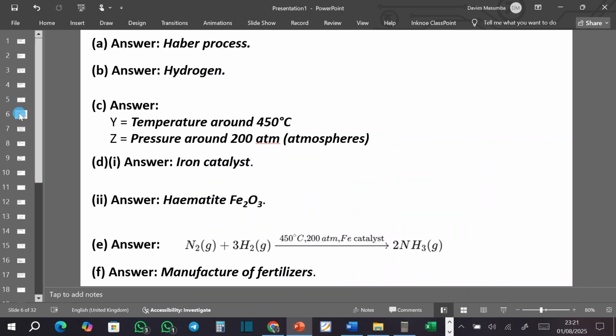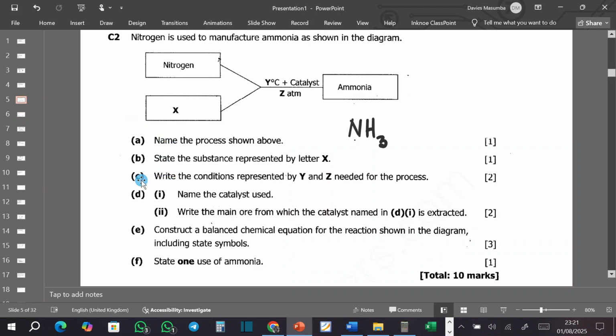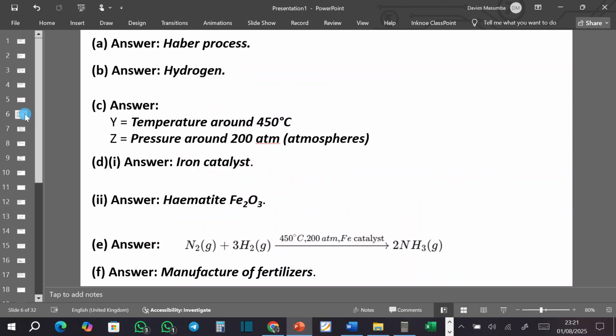Then the same C, write the conditions represented by Y and Z needed for the process. The formation of ammonia from nitrogen and hydrogen requires a temperature of about 450 degrees Celsius. So Y is temperature around 450 degrees Celsius and Z is pressure around 200 atmospheres, atm.